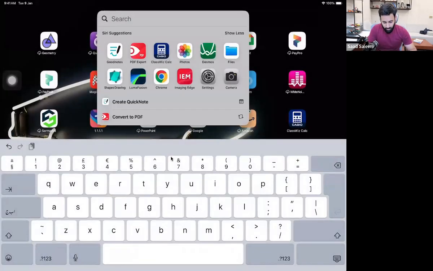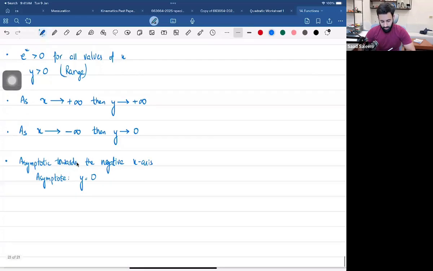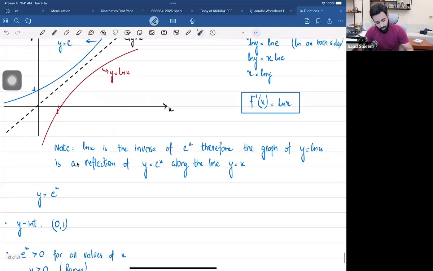Okay, so where were we? Yeah. So it's asymptotic towards the negative x-axis, and the equation of the asymptote is y equals 0, which is right here. Any questions?